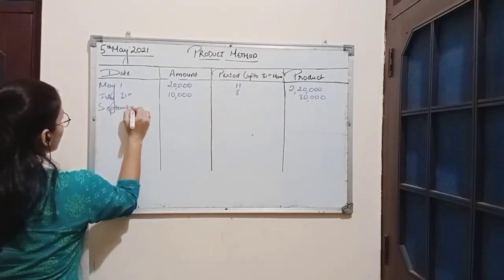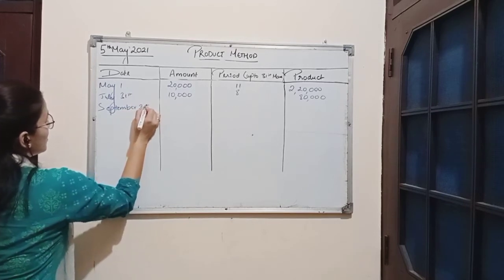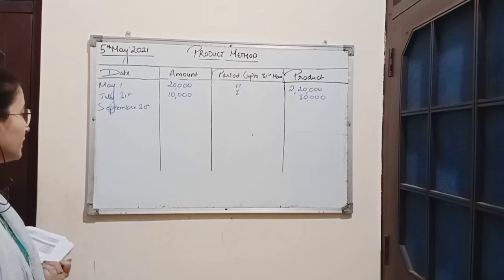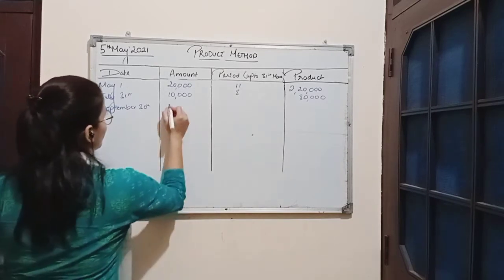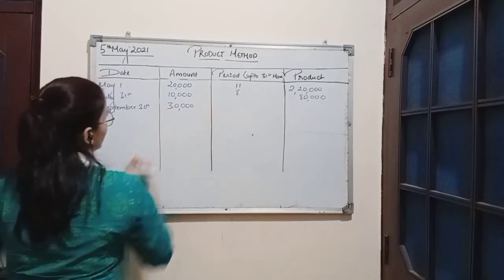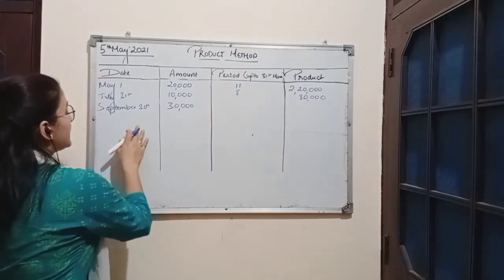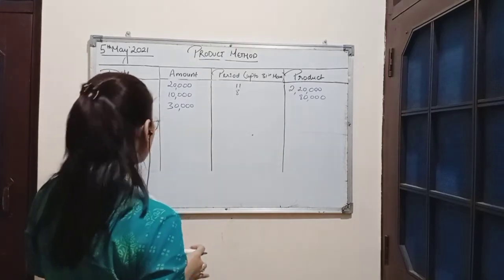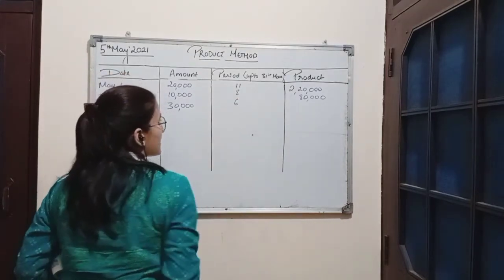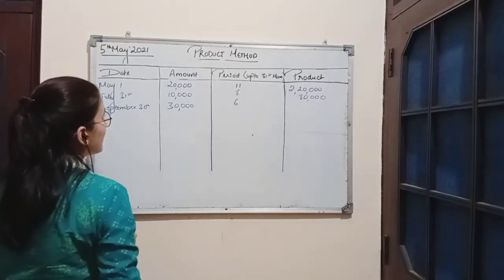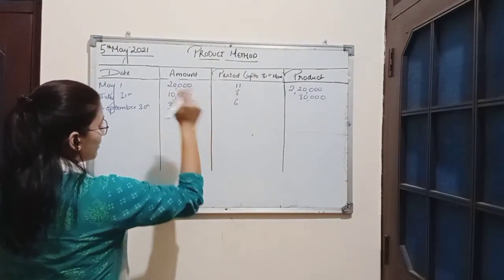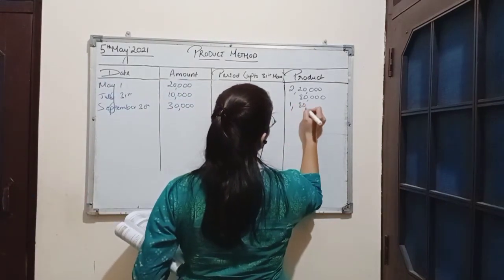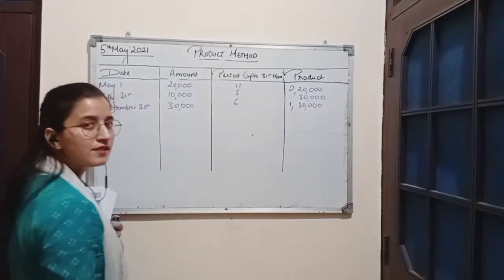Now next is September 30. Again she has withdrawn the amount on September 30th and the amount is rupees 30,000. So from 30th September to 31st March, the period will be 6 months. So if we multiply the amount 30,000 into the period, which is 6 months, we get the amount 1,80,000 as product.